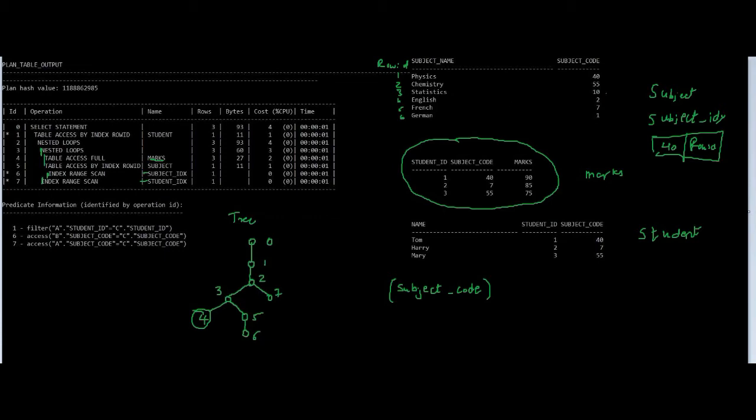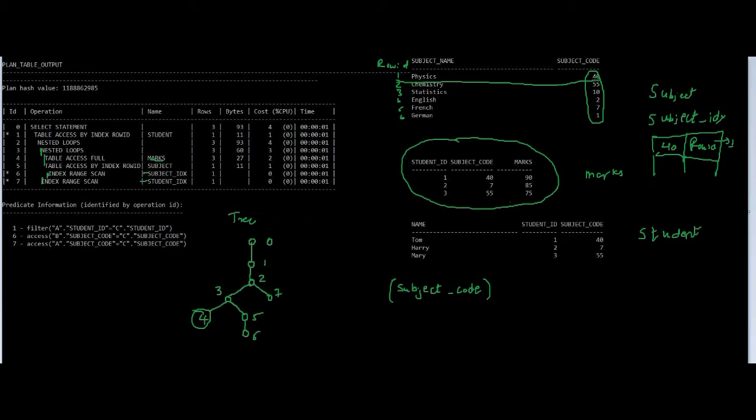So when you create an index on the subject table, it stores all the values in the index, and also it stores the row ID of the entire row which contains subject code 40. So for example, if there is an index on subject code, there is a value 40, and also there is row information which can be accessed by row ID. So that row ID is stored here, which is row ID 1.